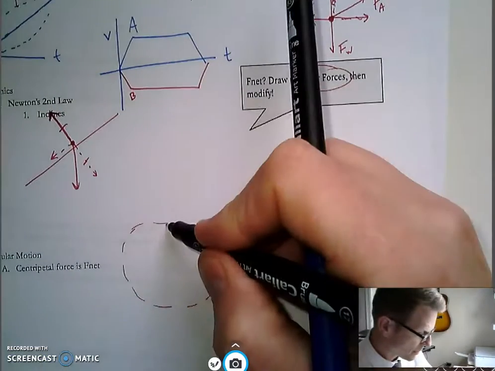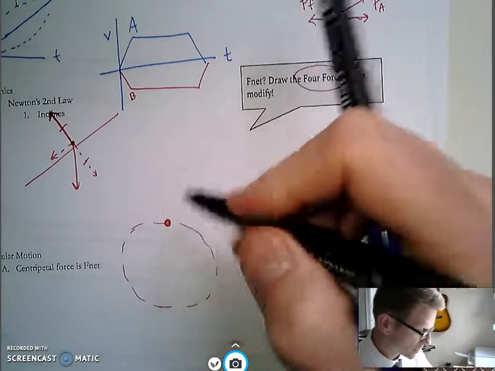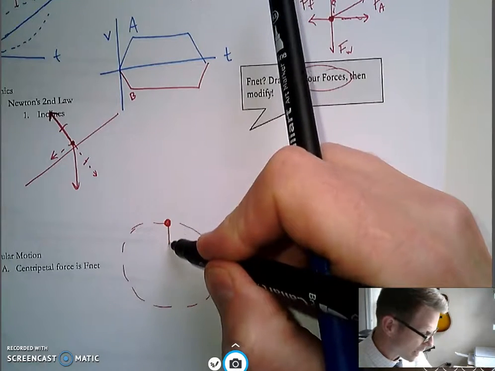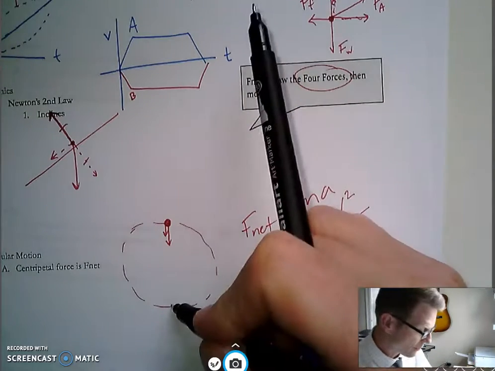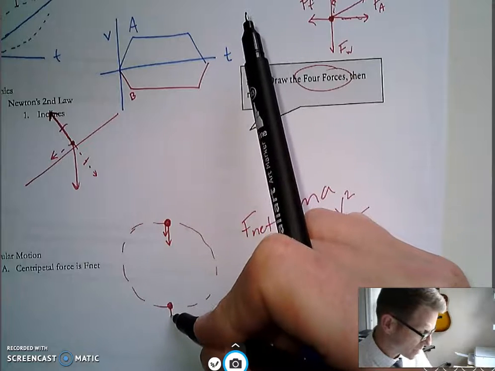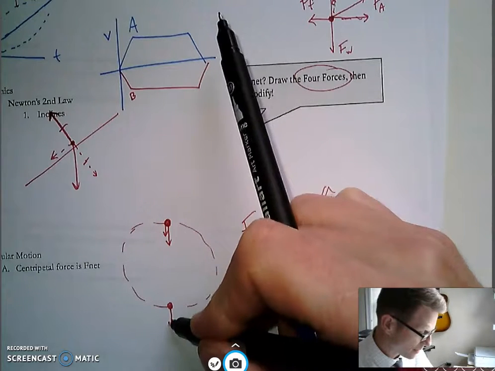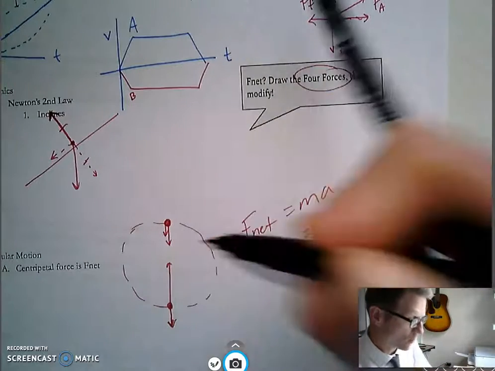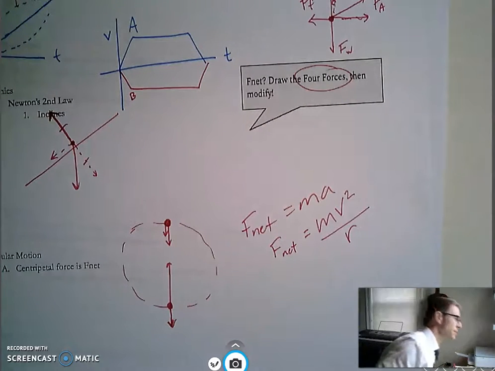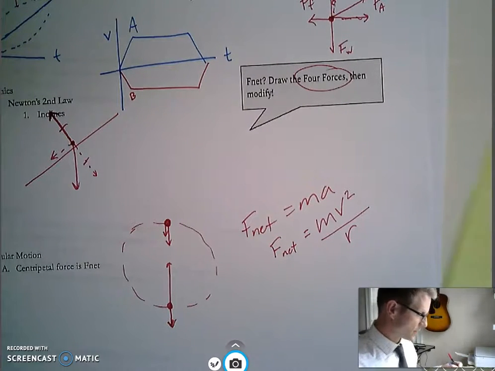And now I've got to think about situations such as a roller coaster at the top. Maybe I have the weight of something going down and I have a normal force going down. And then if I have a roller coaster at the bottom, I still have the same weight going down, but I'm going to have a different normal force going up because I always need a net force toward the center. Net force toward the center.